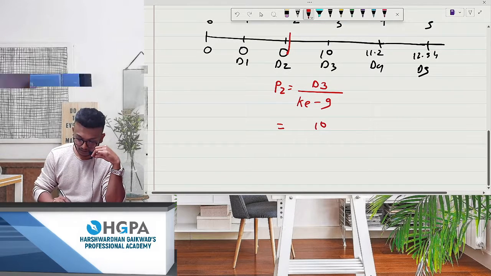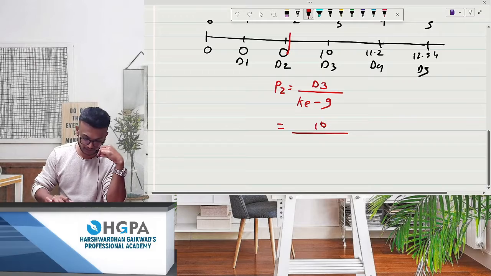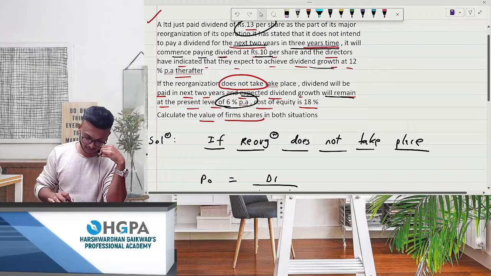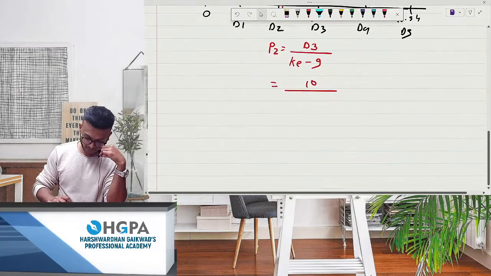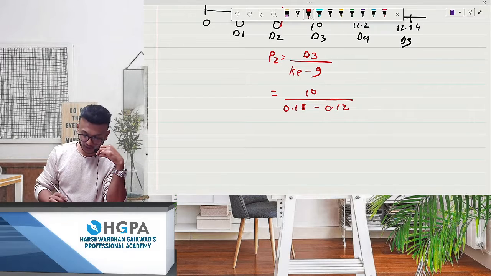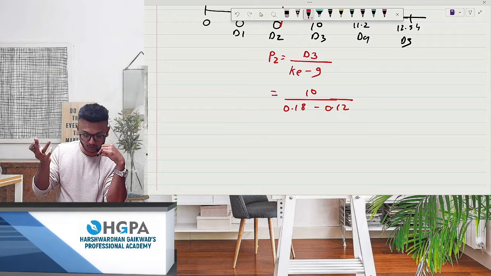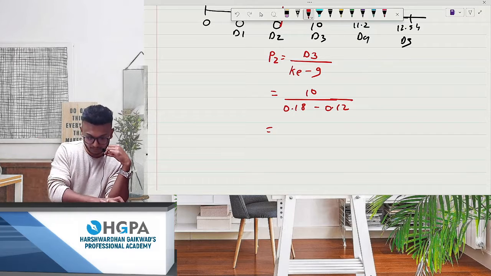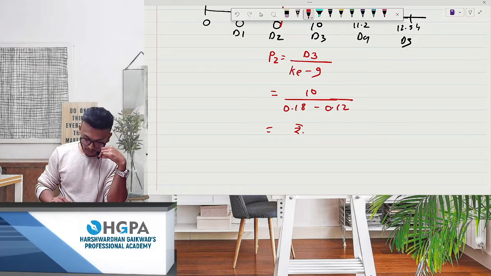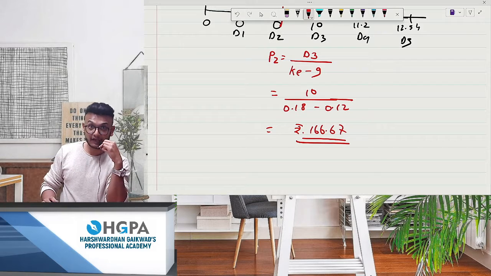D3 is 10. KE, I think it is, wait, I think it's 0.18, right? One sec. Equity is 18%. So I'll write 0.18 minus. How much is the growth? Can I write 0.12? So that's the growth rate right afterwards. So how much is the price over here? Is it rupees 166.67? This is the price at the end of year 2.